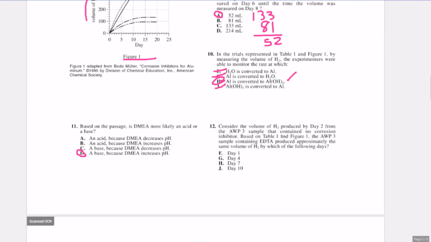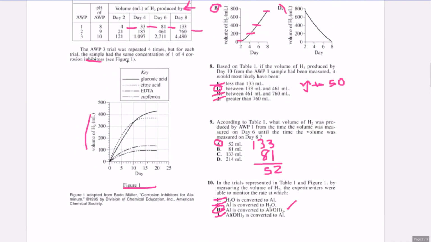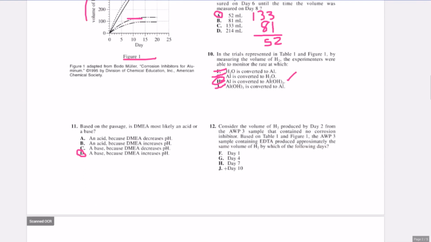Question 12 says, consider the volume of hydrogen produced by day 2 from the AWP3 sample that contained no corrosion inhibitor. Based on table 1 and figure 1, the AWP3 sample containing EDTA produced approximately the same value of hydrogen by which of the following days? So it looks like on day 2, the third sample produced about 121 hydrogen molecules. And if we look here, we're looking for the one that's EDTA, so it's dot dash dot dash, reaches 121 right here, around day 10. So day 10. It's our choice, right? These are all significantly lower. By day 7, it's still below 100 and lower from there before.